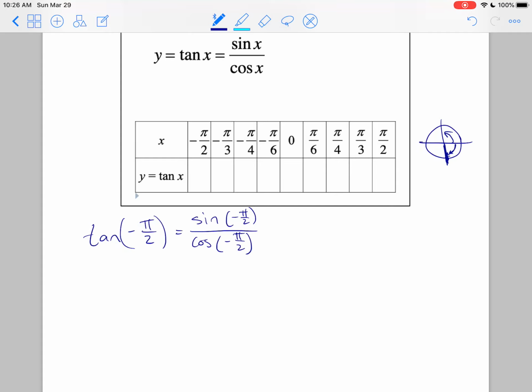And if we think about the point on the unit circle, this point right here is the point (0, negative 1). And so sine, which is the y value, would be negative 1. And cosine is actually 0. And we know that when we divide by 0, we are killing unicorns all over the world. And so this is actually undefined. And this is how I would put this in the table, as undefined.